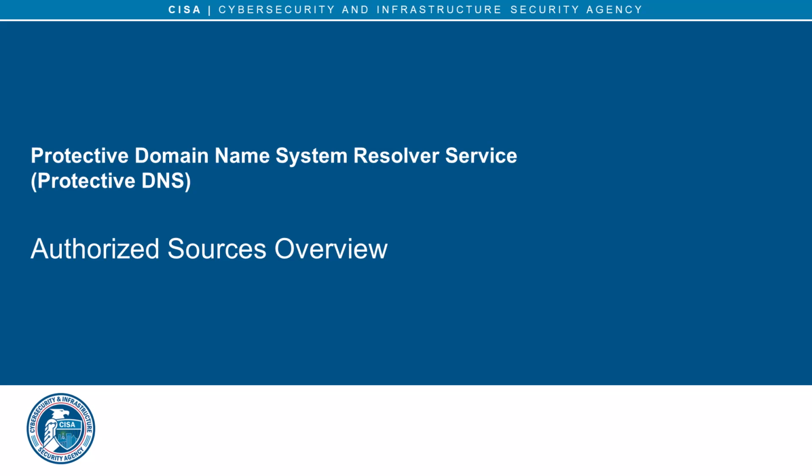All organizations will need at least one authorized source to properly utilize the Protective DNS service. This is a required step prior to configuring internal destinations to Protective DNS. One authorized source is added during the onboarding activities for the customers.